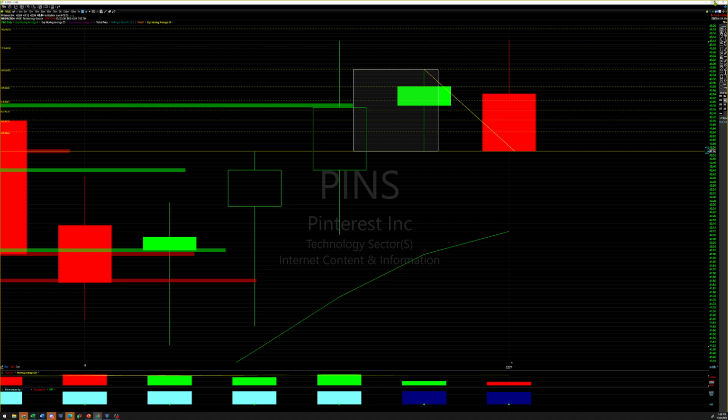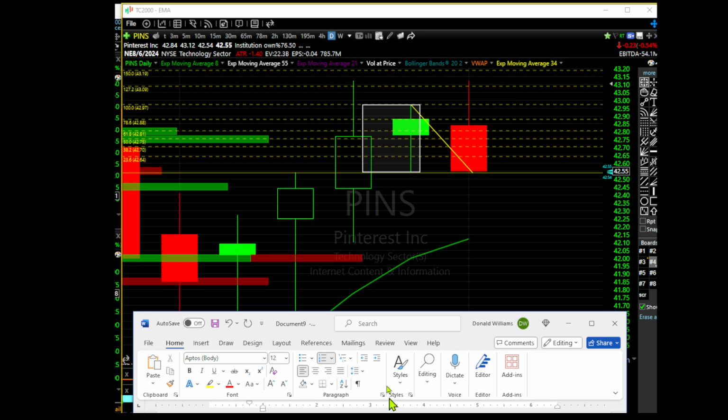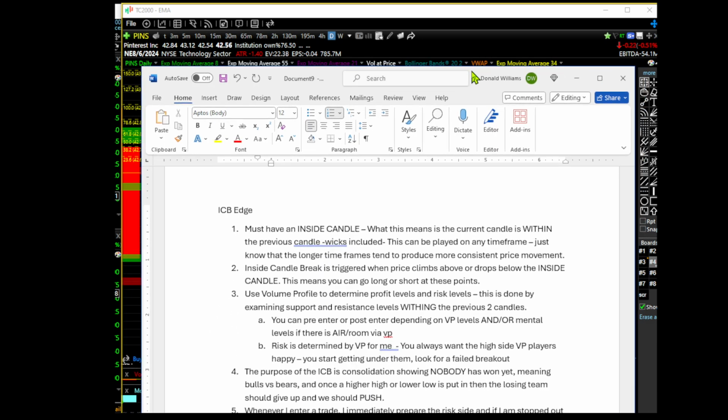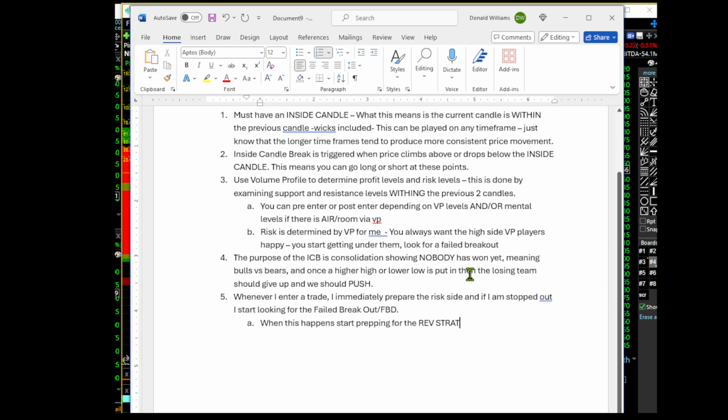That's why it's so important to immediately say, all right, I'm playing pins on an inside candle. I've taken some profits. Crap, it's coming back in. Now I've trail stopped out. Is it setting up a potential Rev Strat? Is it setting up a potential 3 candle that's going to engulf? Because that's basically a failed breakout.